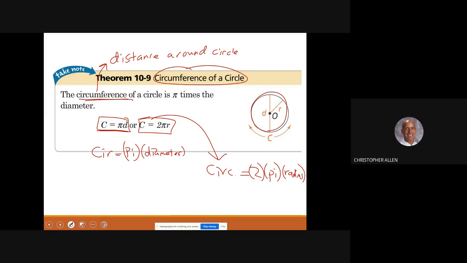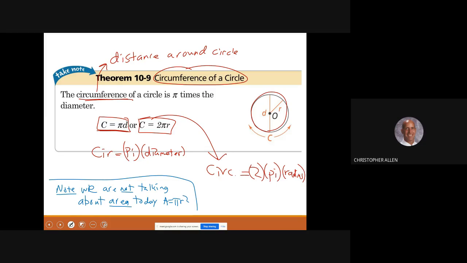I hope so. Yes. 2 pi r squared is, that's the area. Yeah, that's the area. Alex is bringing up a good point. Let me write that. So I'm going to put a note: we are not talking about area today. We'll talk about it later. So that's why I'm not mentioning A equals pi r squared. That's for a different lesson, but you're absolutely right. Today we're talking about the circumference, which is just the distance around the circle.